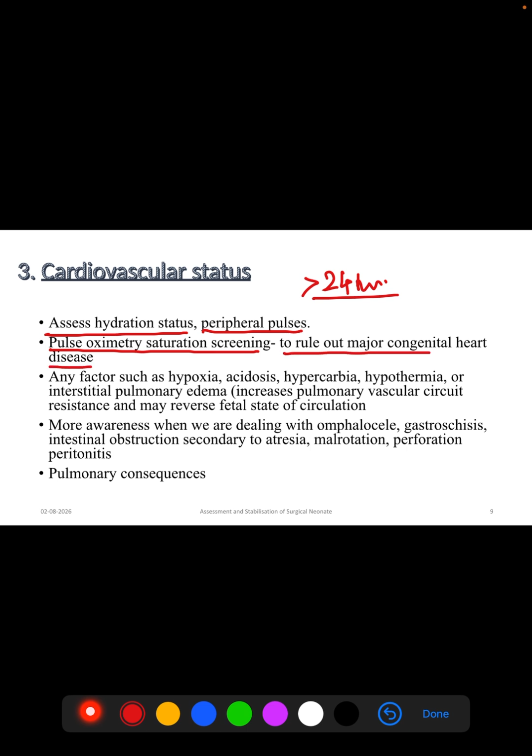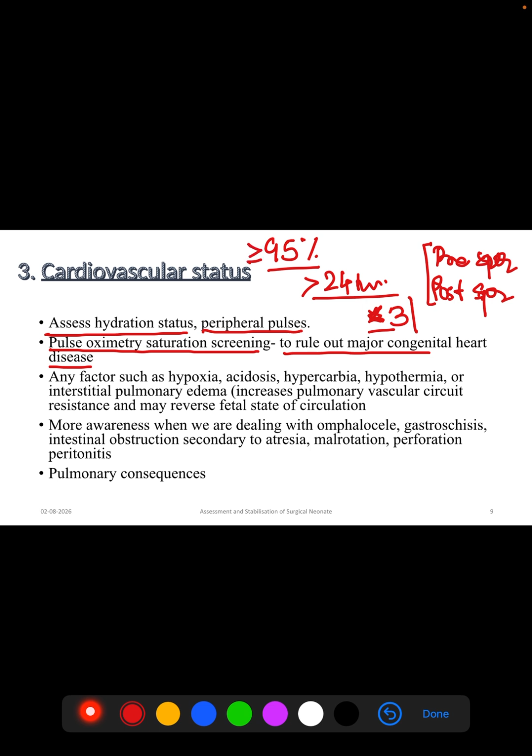What we do here, we do a preductal and a postductal SpO2 monitoring. So preductal and postductal, the difference should not be more than or equal to 3. That means we have to look for that difference, कि वो इस रेंज के अंदर ही हो, and the separate SpO2 values should be 95 or more than 95.